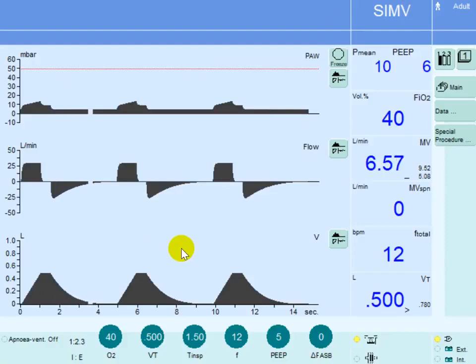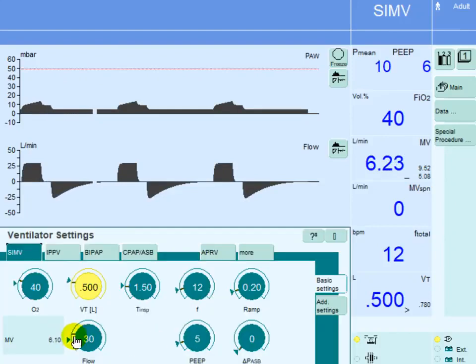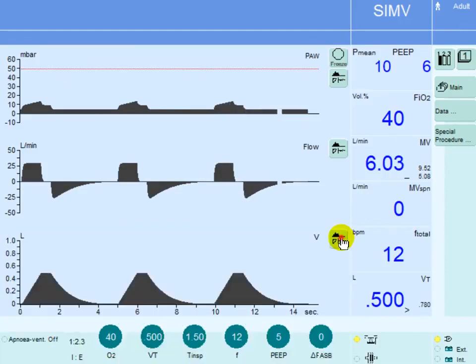Okay, what we'll see now is how the increased resistance will affect the waveforms in volume control mode of ventilation. We have a patient who is ventilated with volume control of 500 at a flow rate of 30 liters per minute with a rate of 12 per minute, and each breath is 1.5 seconds.